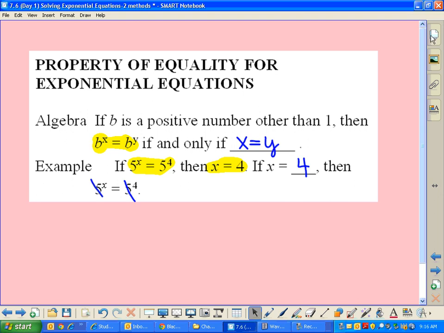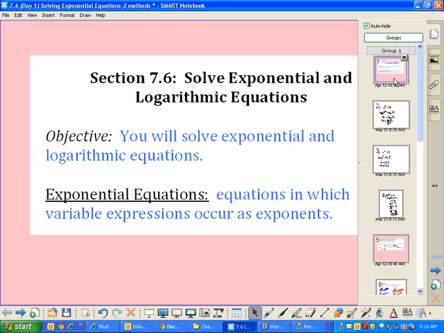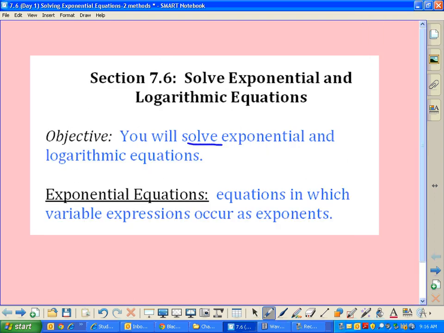Our goal for this section is twofold. On Friday, we took some time to solve for x in exponential equations, but today I'm going to teach you how to solve for x in logarithmic equations. So that's the skill you're going to leave with today. How do you solve for x if there's a log hanging out in your problem?